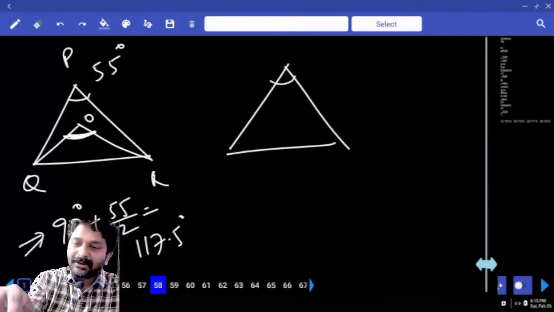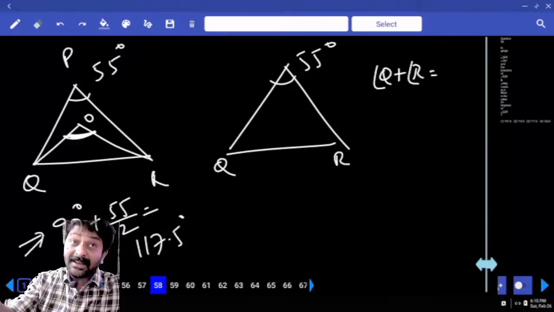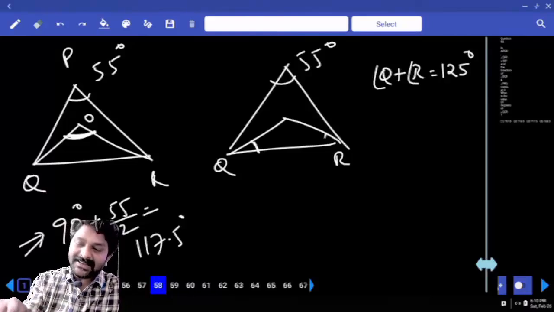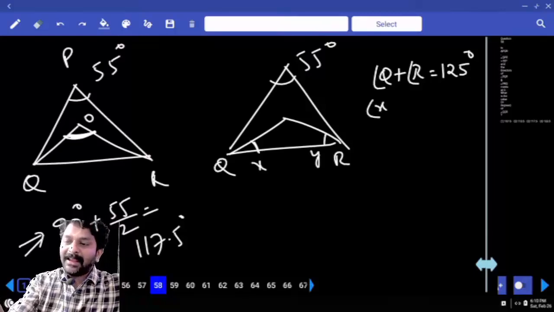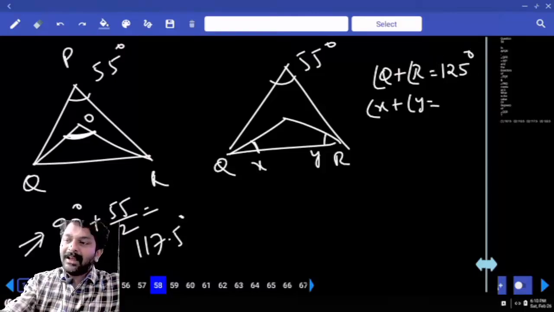Angle at P is equal to 55 degrees. Then angle at Q and R, both together, must be equal to 180 minus 55. How much is that? 125 degrees. Now we are saying bisectors. Bisectors in the sense, let me treat angle X here and then angle Y. So angle at X and angle at Y, the bisectors they are saying, should be exactly half of 125 degrees. How much is that? 62.5 degrees.